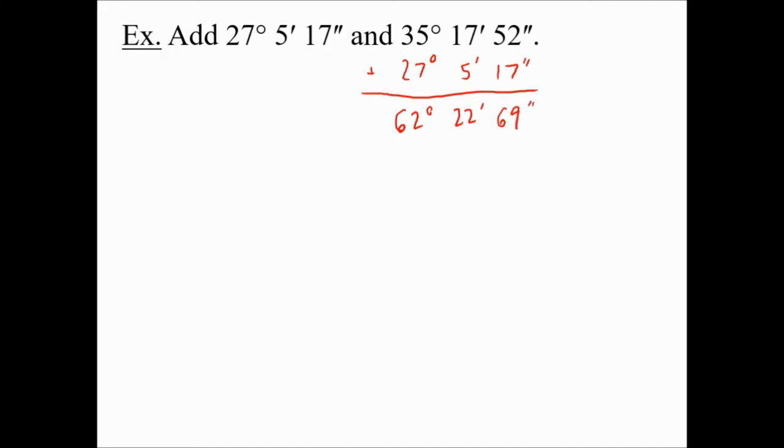Okay. Which is cool, except that it wouldn't make any sense to say 69 seconds, right? 69 seconds represents more than a minute. So I'm going to change this to 62 degrees, 23 minutes, and 9 seconds. Basically, the 69 seconds represents 60 seconds, which is a minute, and also 9 seconds. So that extra minute I'm adding on to the minutes, and then I have 9 seconds. Okay, so there's my answer in degrees, minutes, seconds.